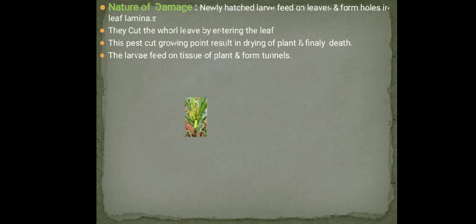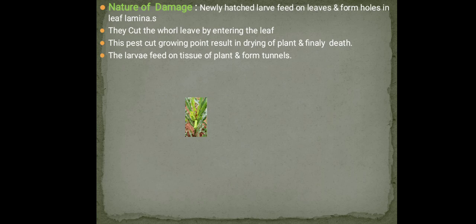Then we see which type of damage occurs, the nature of damage. The newly hatched larvae feed on leaves and form holes in the leaf lamina. They bore into the leaf lamina and cut the whole leaves by entering the leaf. Then this pest cuts the growing point, resulting in drying of the plant and finally death of the plant.